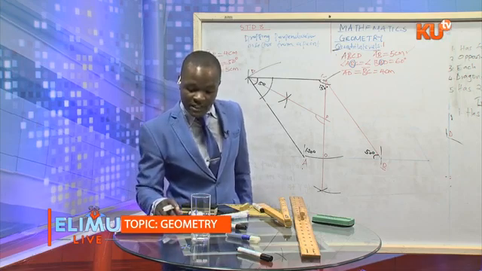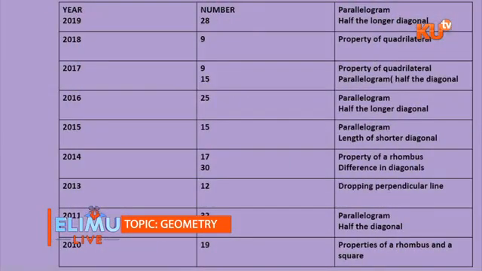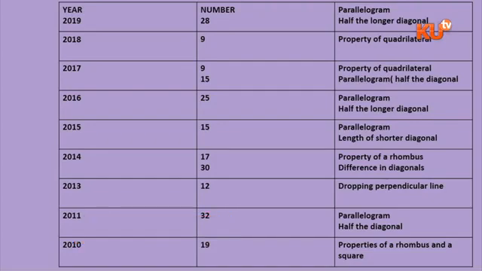And then in 2013, it was number 12. Now this one you are expected to drop a perpendicular, just like I dropped the perpendicular in the last example that I gave you, and then you work out the question. Then in 2011, there was no question in 2012. In 2011, it was number 32, and you're expected to draw a parallelogram. After drawing the parallelogram, you find half the diagonal.